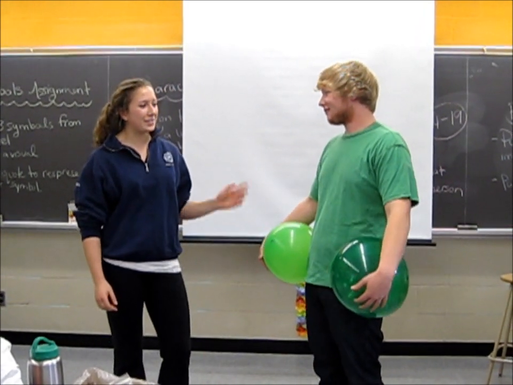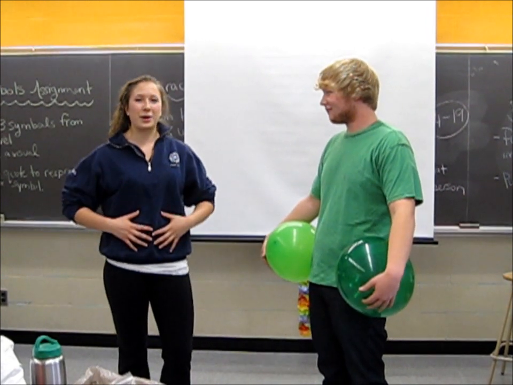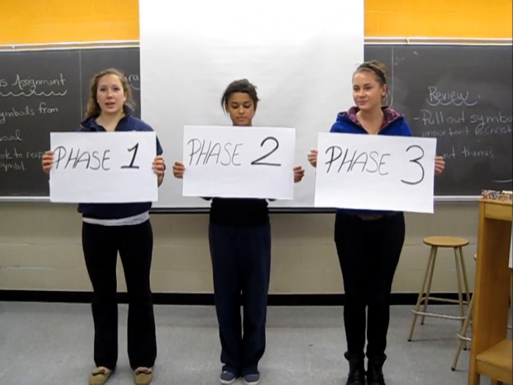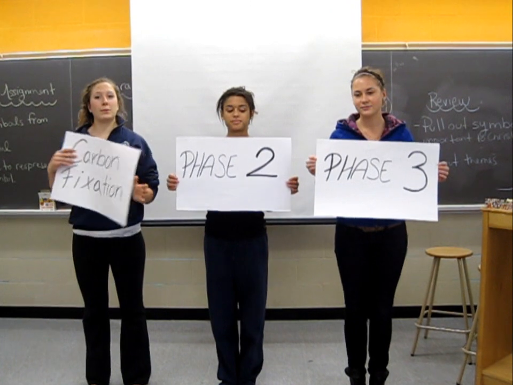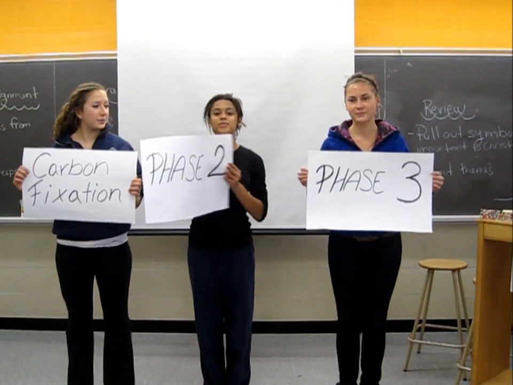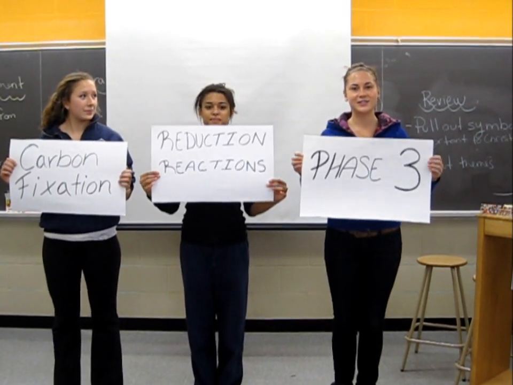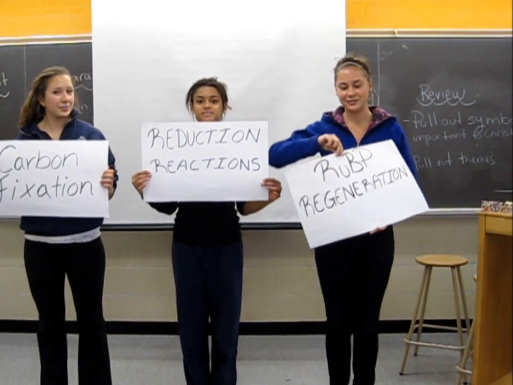Well, the Calvin cycle is a cycle that occurs in the stroma of your chloroplast. There are 3 phases to the Calvin cycle. Phase 1, carbon fixation. Phase 2, reduction reaction. And phase 3, RuBP regeneration.